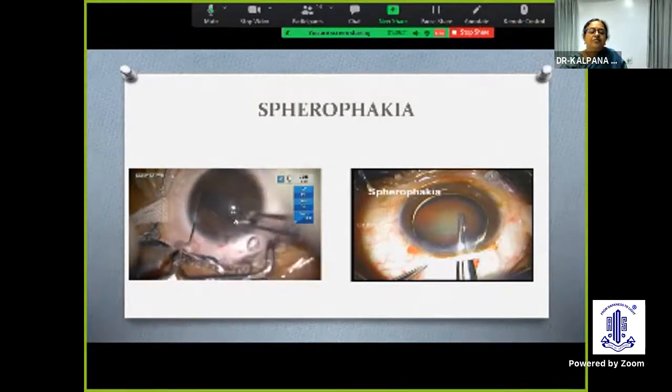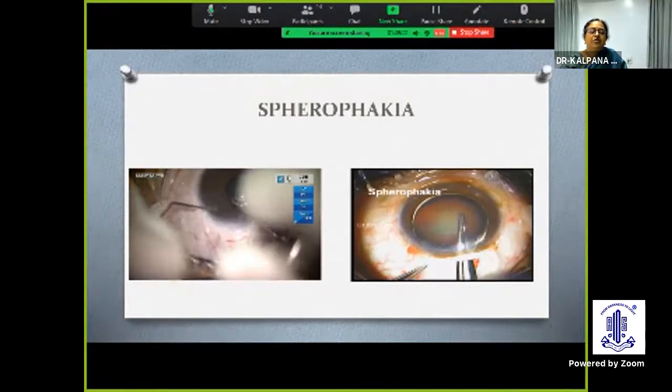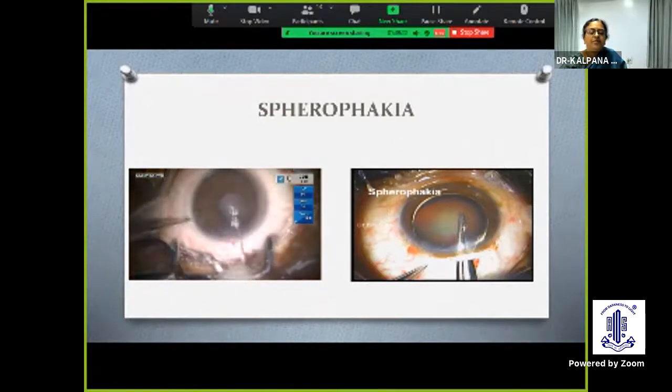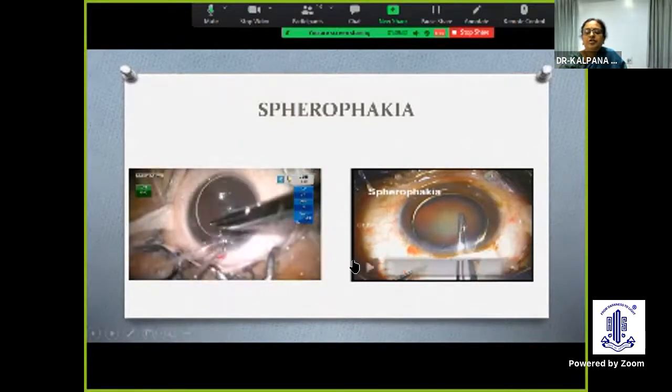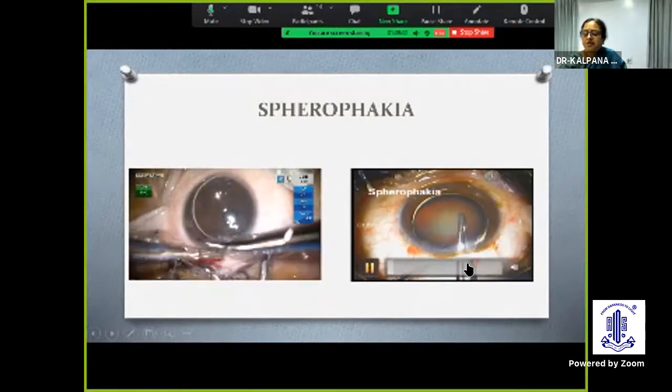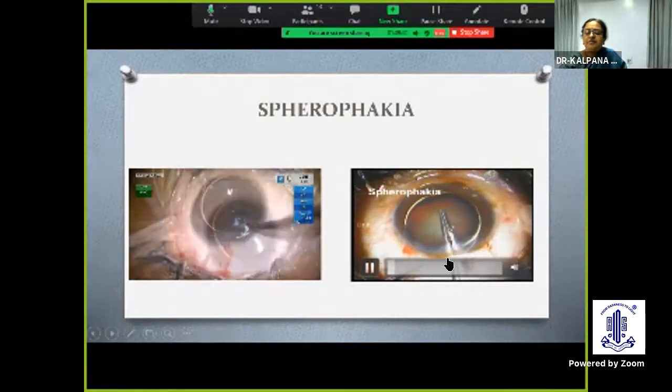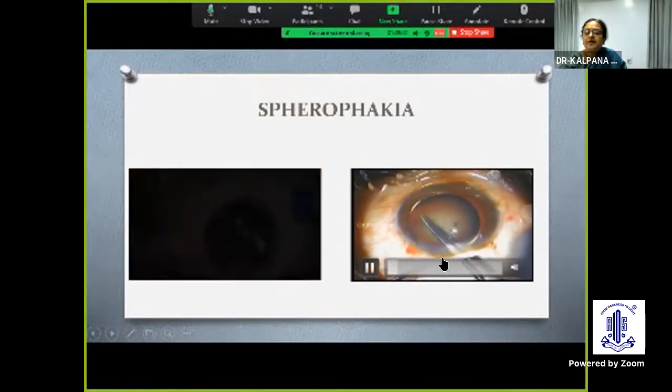So these kids, if you see them and if the lens is clear, if there's no other impending problem, you just do iridotomy and then follow them up. So this particular patient, we put a CTR, and then we did a posterior capsulotomy and retained the capsule. Later on, we can plan for an intraocular lens. So this is a little older child where it's a case of spherophakia.